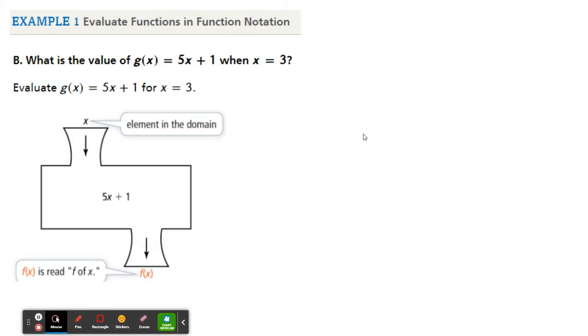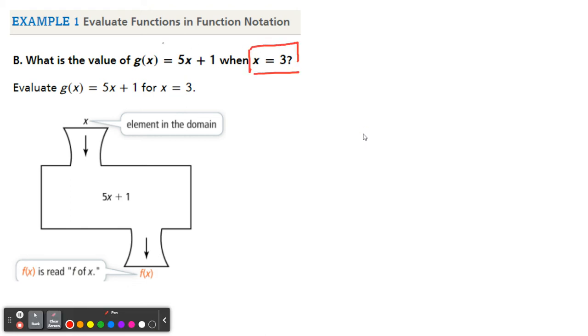All right, so here we go. Now, what are we going to do when we evaluate a function? Well, it says, what is the value of g of x? So again, we're not talking about f of x, we're talking about g of x. Not a big deal. It's just a letter. g of x equals 5x plus 1 when x equals 3. So they are giving us this value of x equals 3 to input into our function g of x equals 5x plus 1. So here's what we're going to do. We're going to take the function machine.